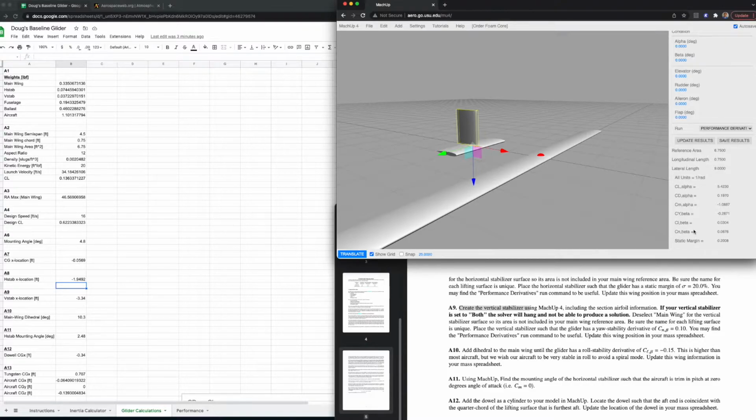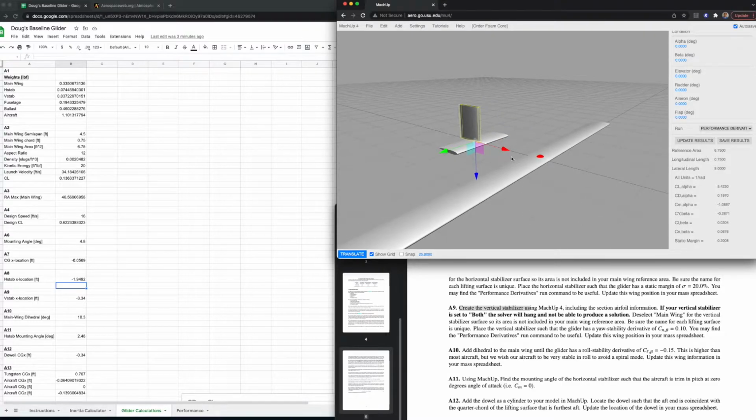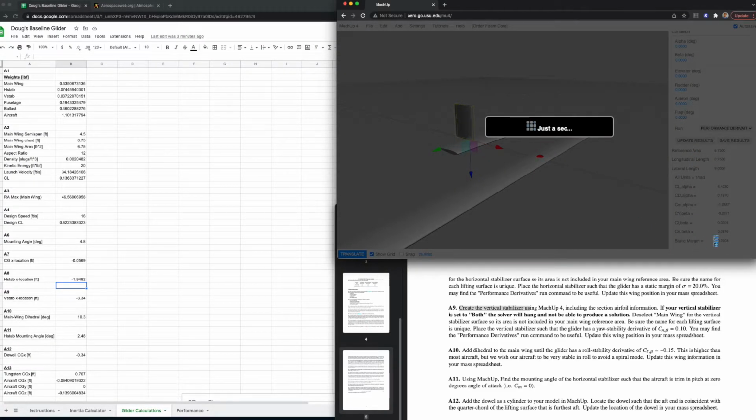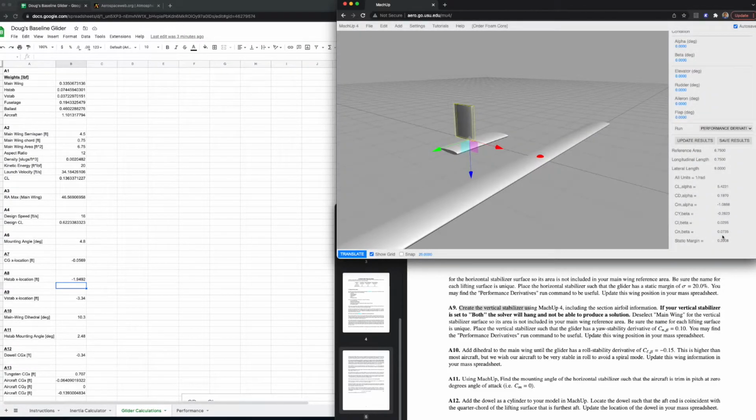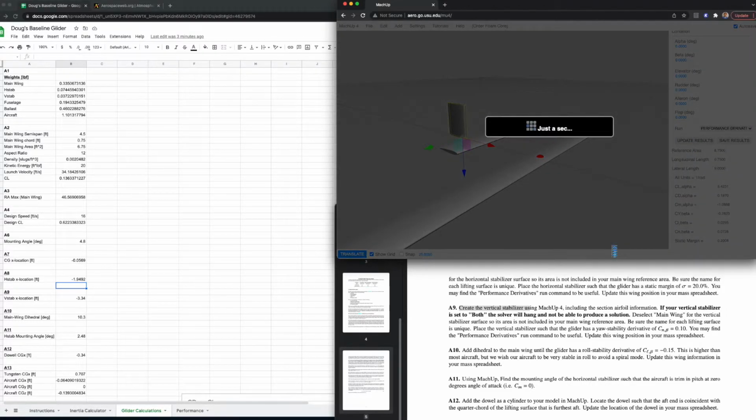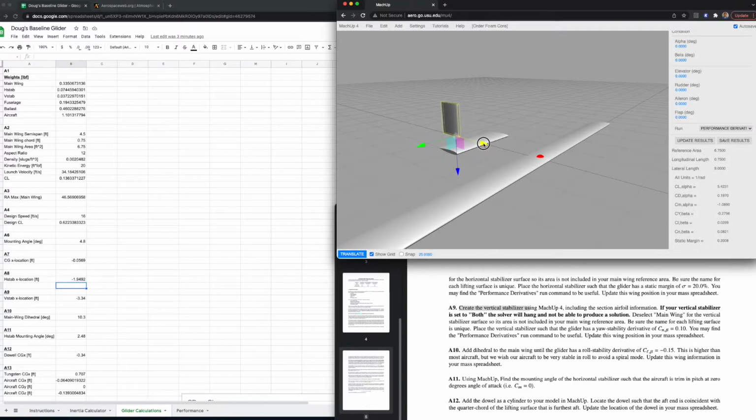So we look for Cn beta, and right now it's 0.06. So we need a little bit more yaw stability. The way we get more yaw stability is we move this further back. And we'll update it again. So 0.07. Okay, so we're getting close here. 0.08.